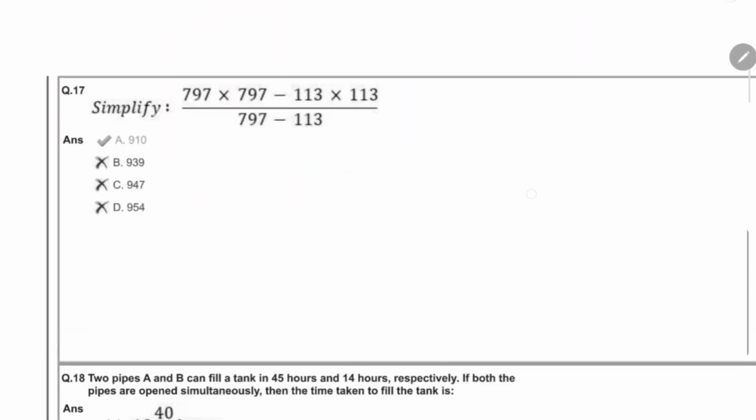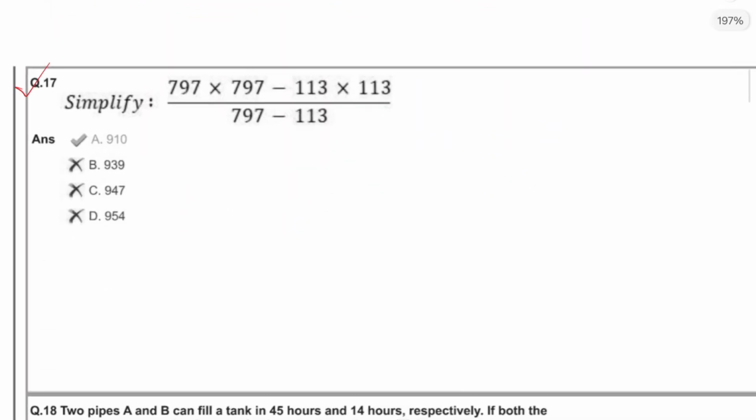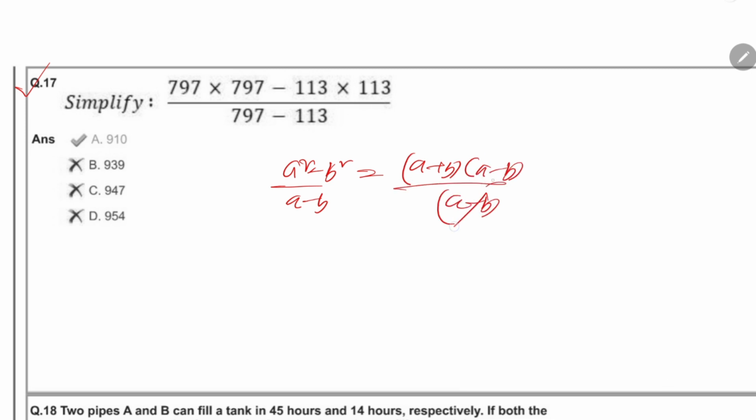In the question number 17, let's simplify it. This is the a square minus b square formula divided by a minus b. So this is a plus b multiplied by a minus b divided by a minus b. So both cancel, and a plus b is the final answer. 797 plus 113, this is equal to 910. So A is the correct answer.